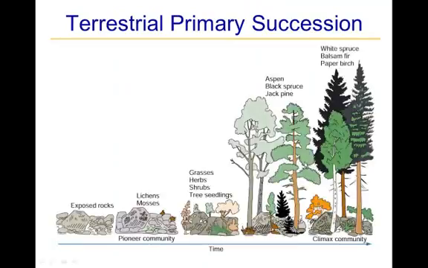Here we can see a figure of terrestrial primary succession starting from the left. Exposed rocks, and then lichens and mosses, a pioneer community. They form thicker soil. Then you get grasses, herbs, and maybe some shrubs, maybe some tree seedlings. Then you get a forest, and finally you get a mature forest, a climax community, which is self-reproducing. The first forest community typically is not self-reproducing.